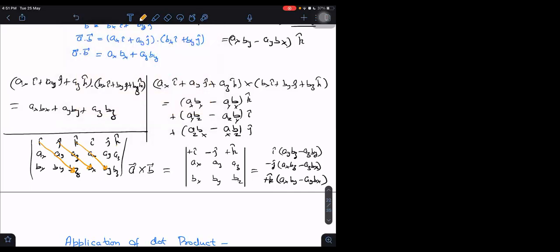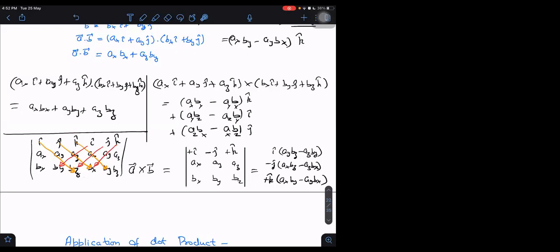Then I will go backwards now. With red color, I am writing backwards. Then go backwards, backwards, and backwards. The ones which are backwards are negative, and the ones which are forward are positive. For example, i cap will be multiplied with what? Ay bz. J cap will be multiplied with what? Az bx. K cap will be multiplied with what? Ax by. And then when these are coming backwards, again i comes, but now it is backwards. So i cap will be multiplied with what? Az by, but with minus sign. Understood?